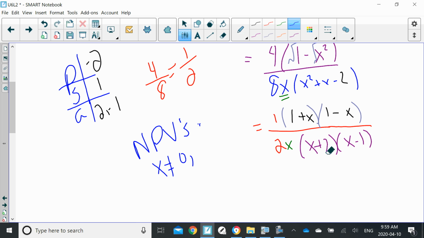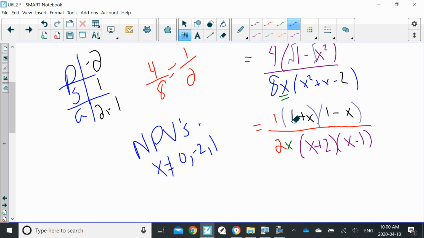From this factor here, x cannot be equal to negative 2. And from this factor here, x cannot be equal to 1. Okay, then we see what we could cancel, and nothing can be canceled. But what I need you to realize is that these factors are written with the x first and the constant last. If you look at the numerator, though, it's the opposite. The constant is written first and the variable is written second.